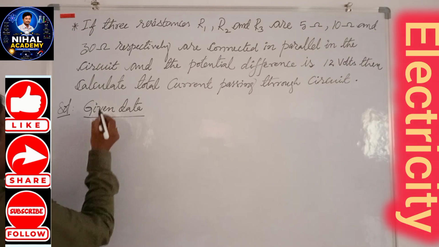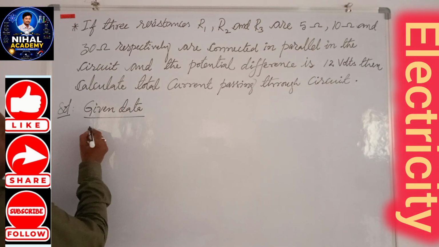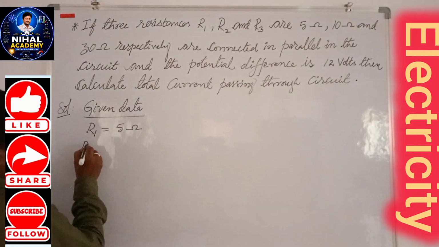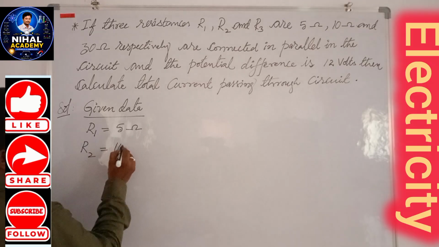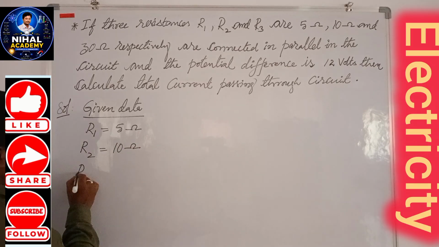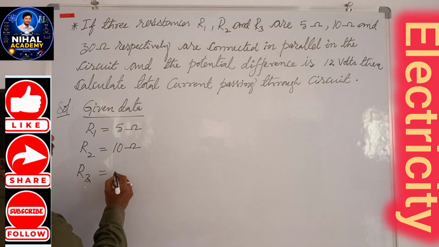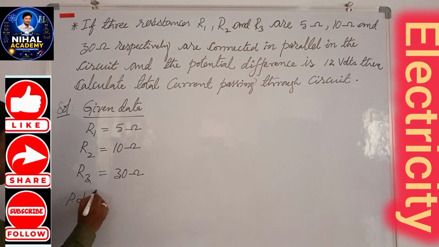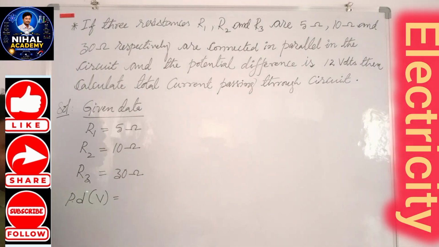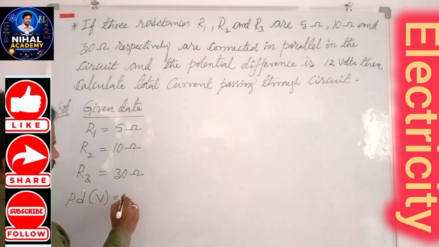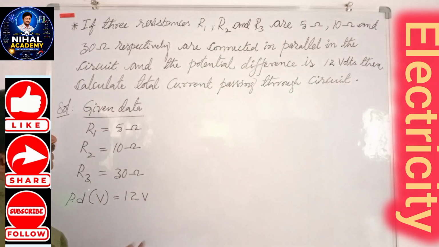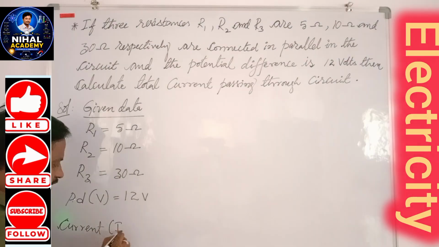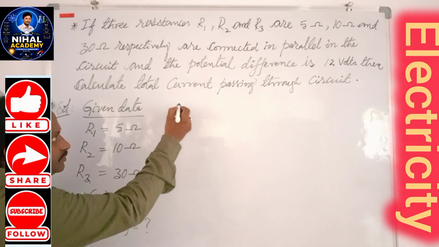Resistance. So what are the resistors? R1 is equal to 5 ohm, R2 is equal to 10 ohm, R3 is equal to 30 ohm, and the potential difference PD, it is nothing but voltage V, is equal to 12 volts. We have to calculate current. I is equal to question mark.